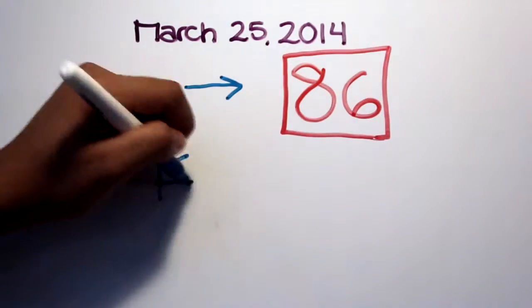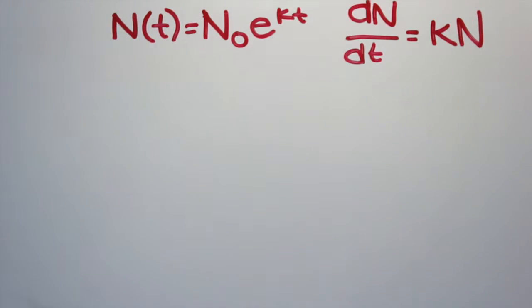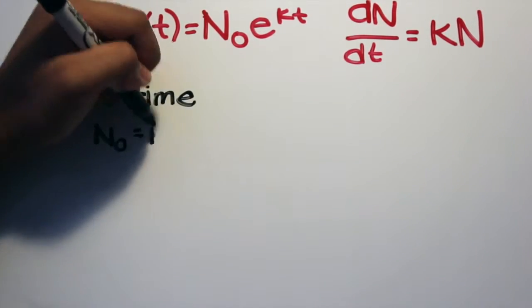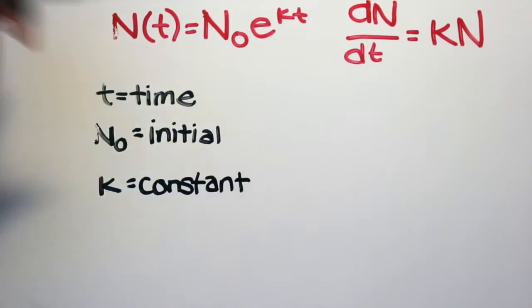in West Africa. Find the initial value problem that creates an exponential equation to describe the Ebola epidemic. Remember the exponential equation n(t) equals n sub 0 e^(kt), and its derivative dn/dt equals kn, where t is time, n sub 0 is the initial value, n(t) is the amount after time, and k is a constant.